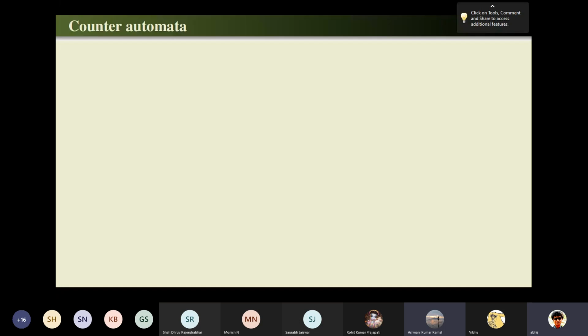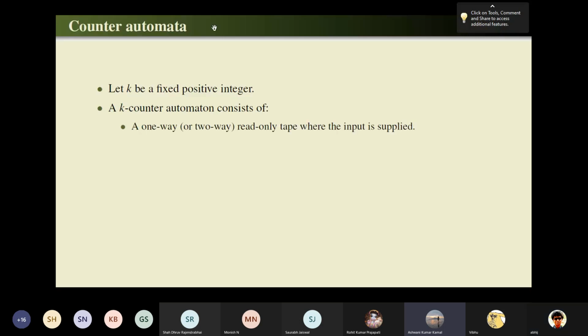To that effect, let me introduce the concept of counter automata. They work as follows. Let us take some fixed positive integer k. A k-counter automaton is an automaton that consists of these things. One, a one-way read-only tape where the input is supplied, the usual thing. If you choose, this head may be two-way, but it doesn't matter. We will stick to the one-way version.